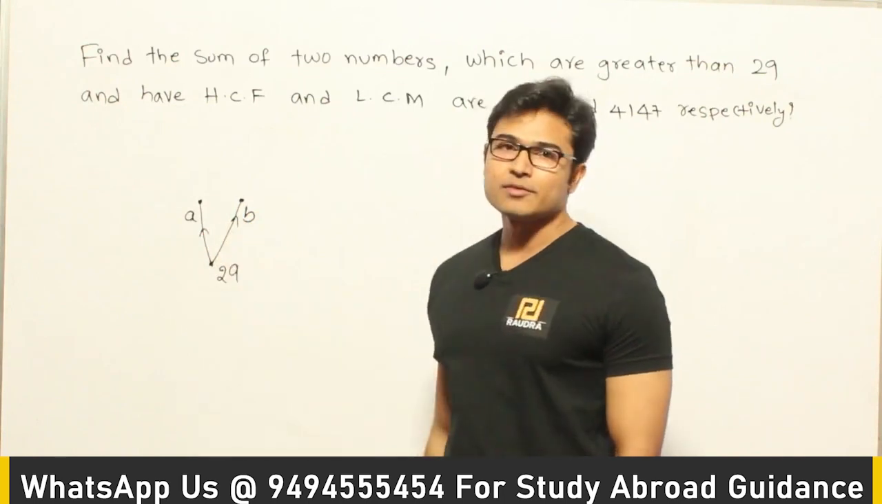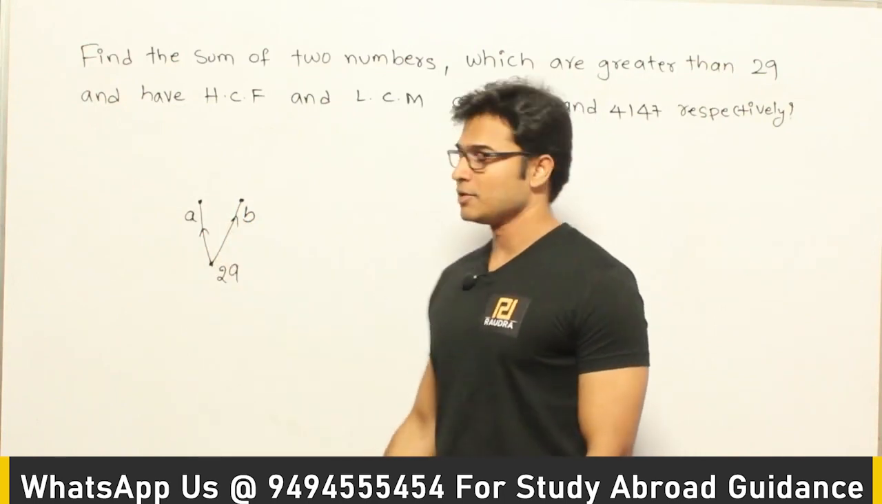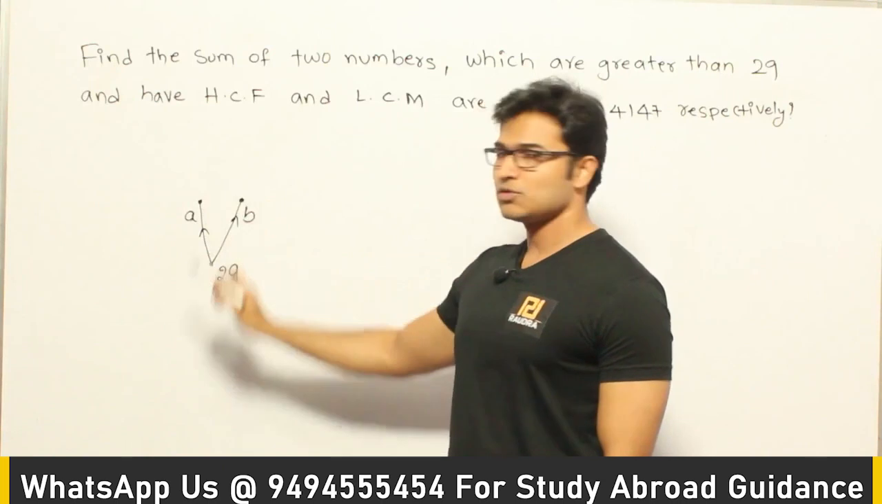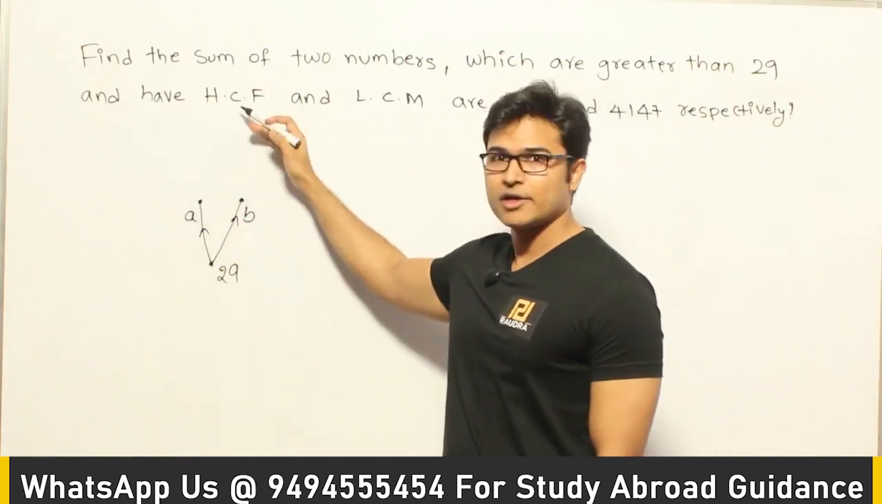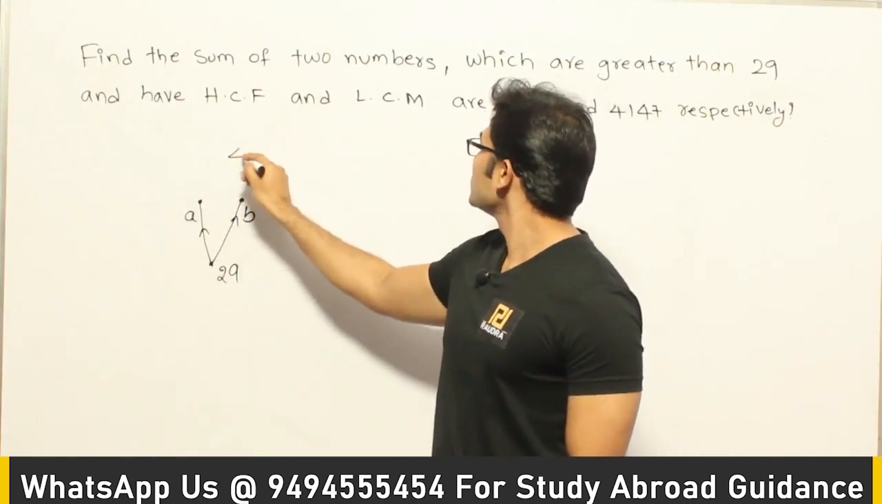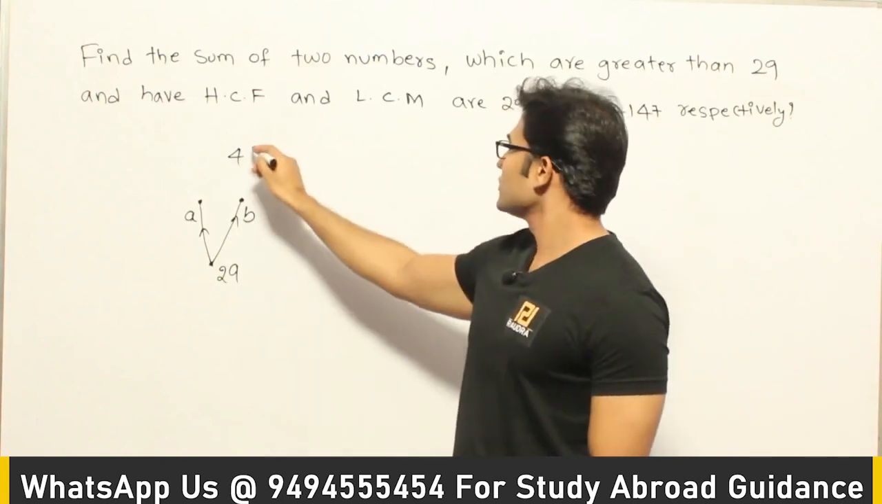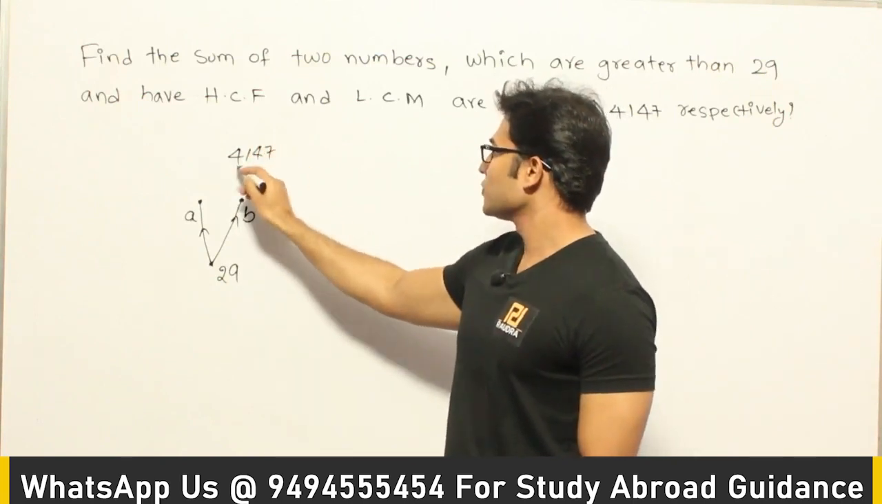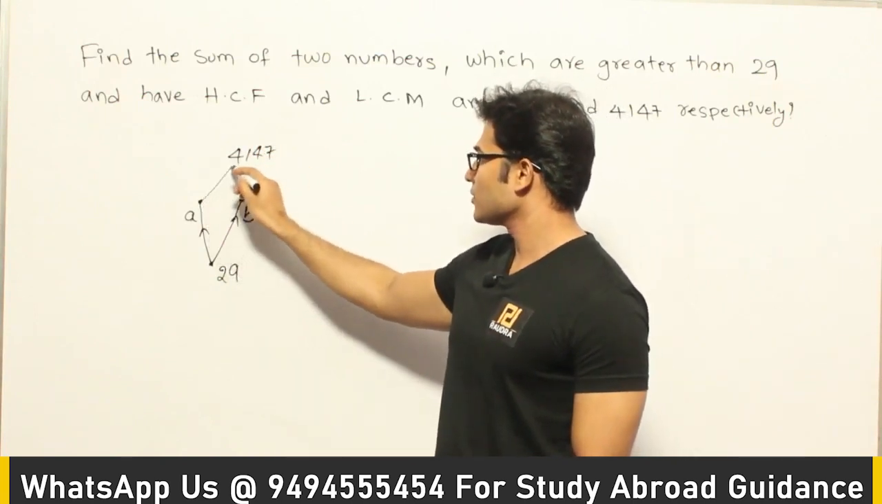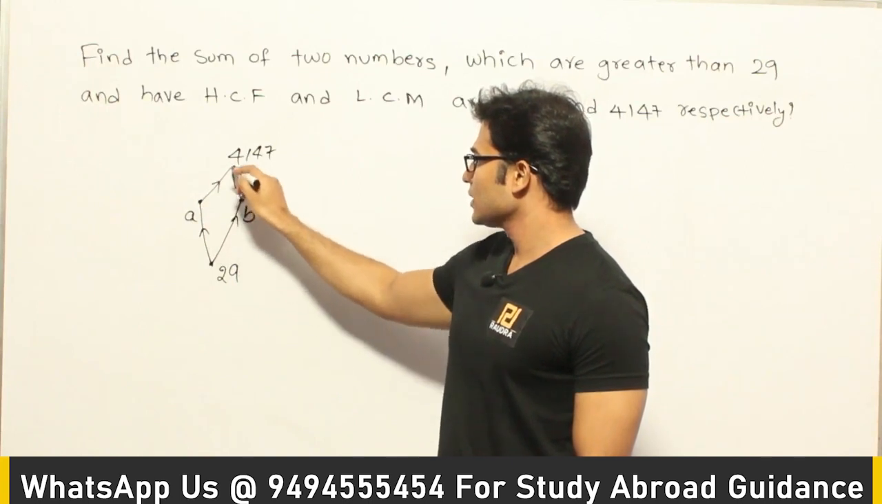And what about LCM? LCM is the least common multiple, which means it can either be one of these two numbers or a number greater than that, right? So if you assume that 4147 is here, it is going to be a number greater than this. So what does it mean?